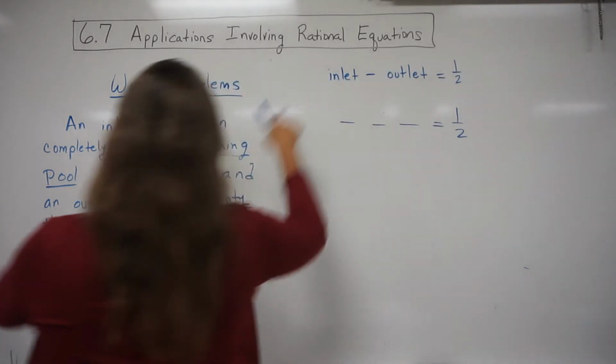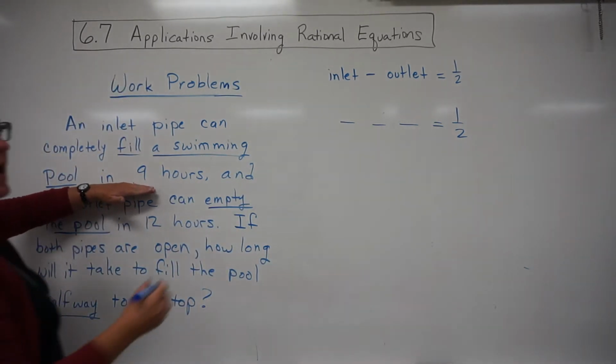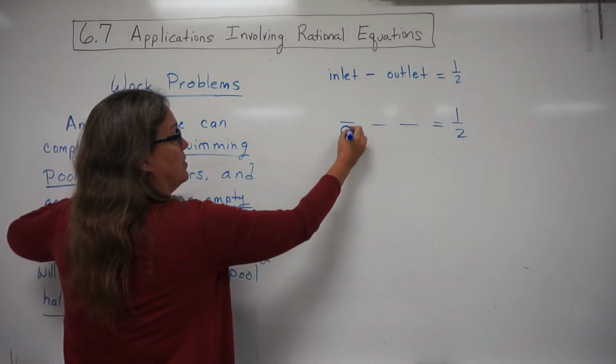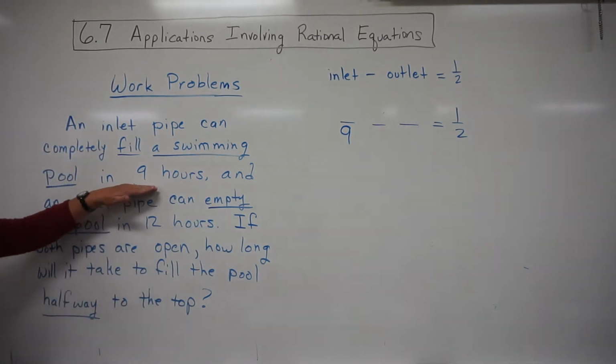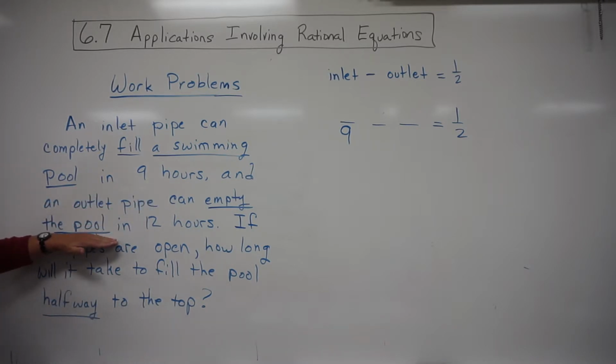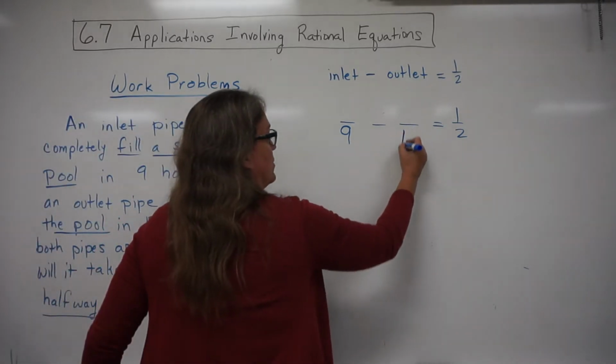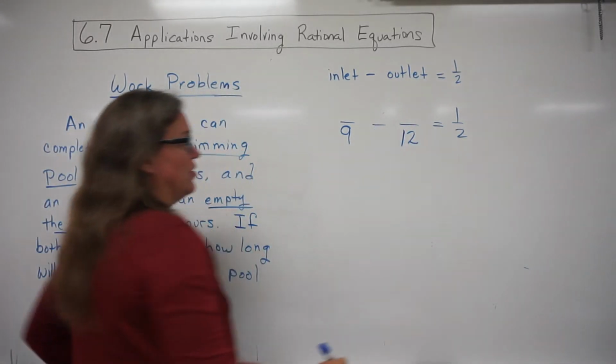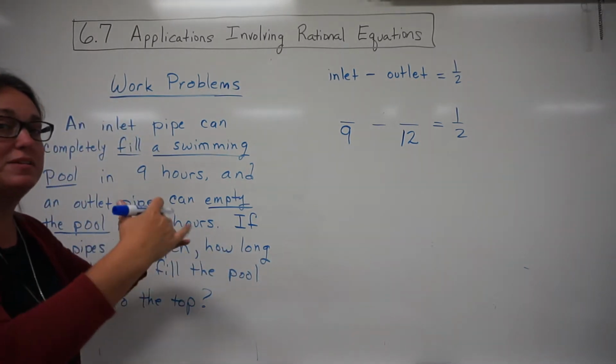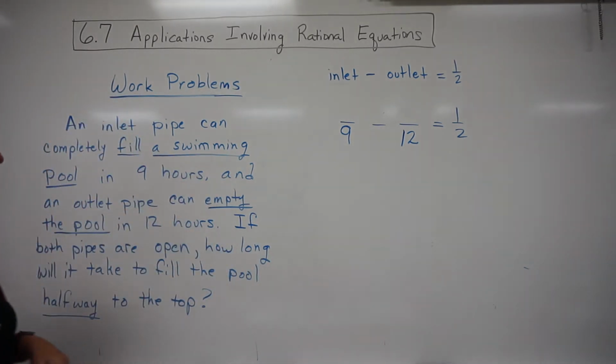The inlet can fill the pool in 9 hours all by itself. Since that's the amount of time it takes to do a whole job all by itself, the 9 goes on the bottom. The outlet pipe can empty the pool. It can do its whole job all by itself in 12 hours. And again, the minus takes care of the fact that their jobs are exact opposites, one filling, one emptying.